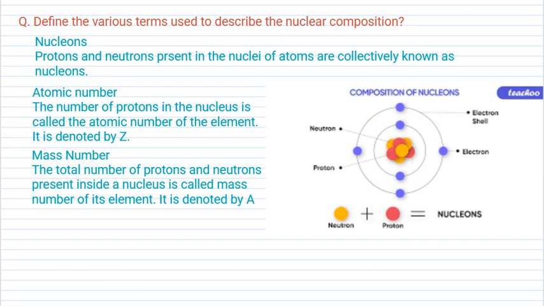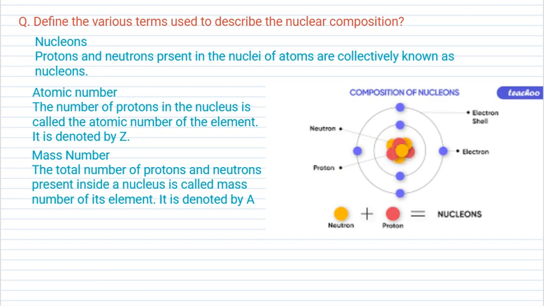Our first term is nucleons. The protons and the neutrons present in the nuclei of an atom are collectively known as nucleons. So inside this atom you have a nucleus. Inside this nucleus you have protons, which are denoted by these red balls, and neutrons, which are denoted by these yellow balls.